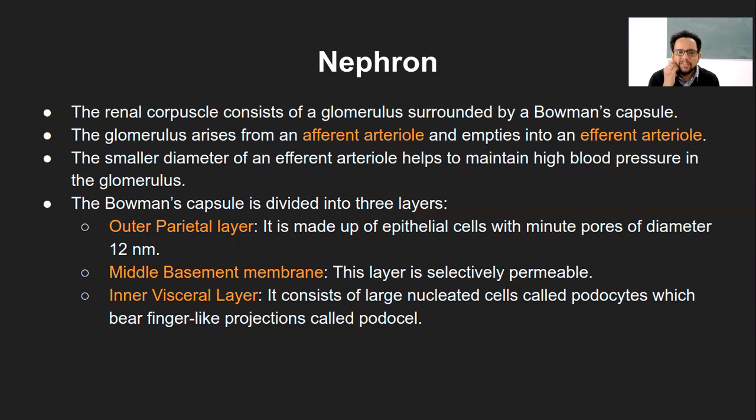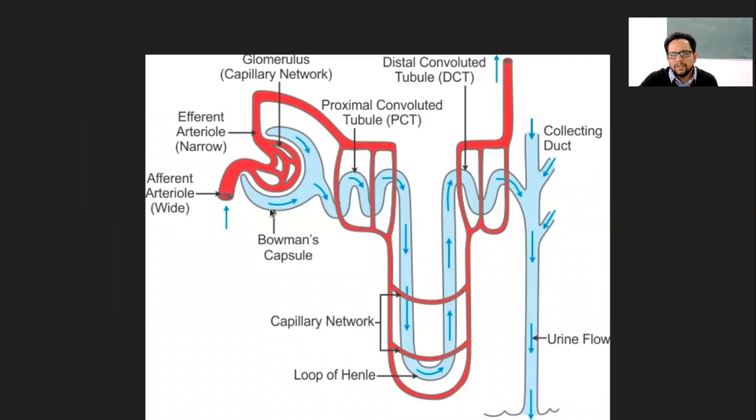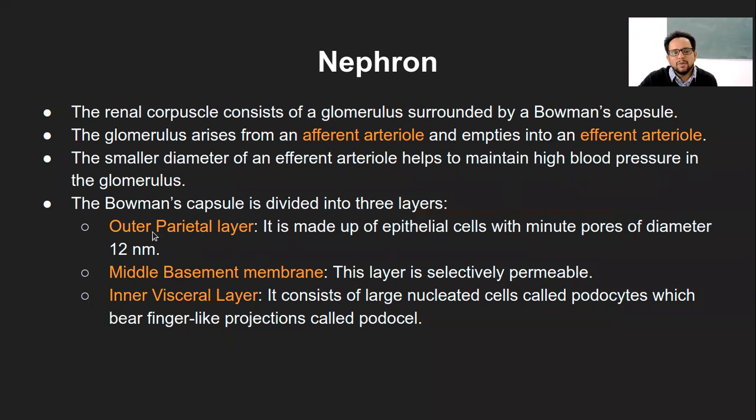In terms of just the Bowman's capsule itself, it is divided into three different layers. So this capsule, which is receiving the glomerular filtrate from the glomerulus, is divided into three layers. What we know as the outer parietal layer is made up of epithelial cells with minute pores of diameter 12 nanometer. They have to be a little porous so that they can receive the glomerular filtrate. So that is the outer parietal layer.